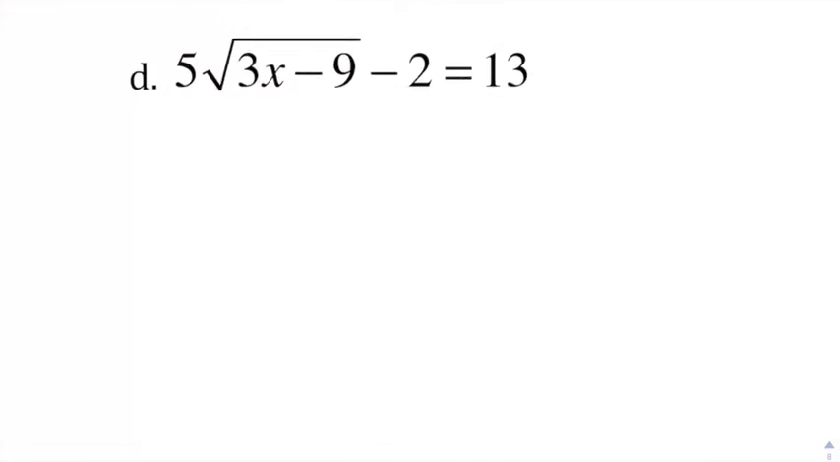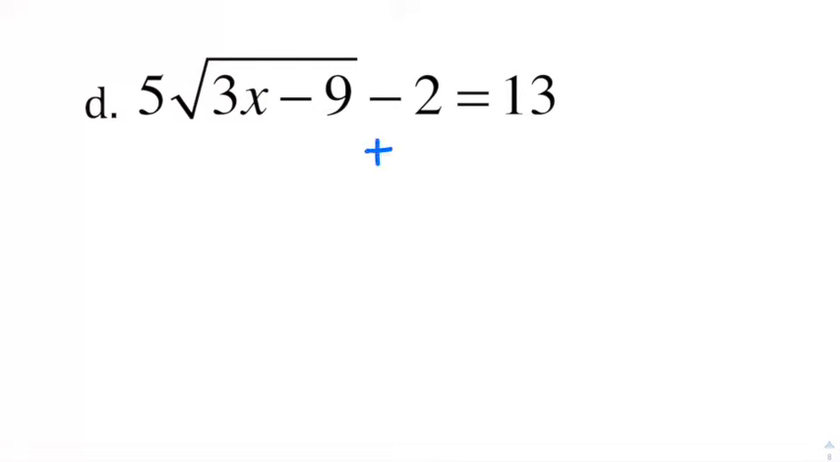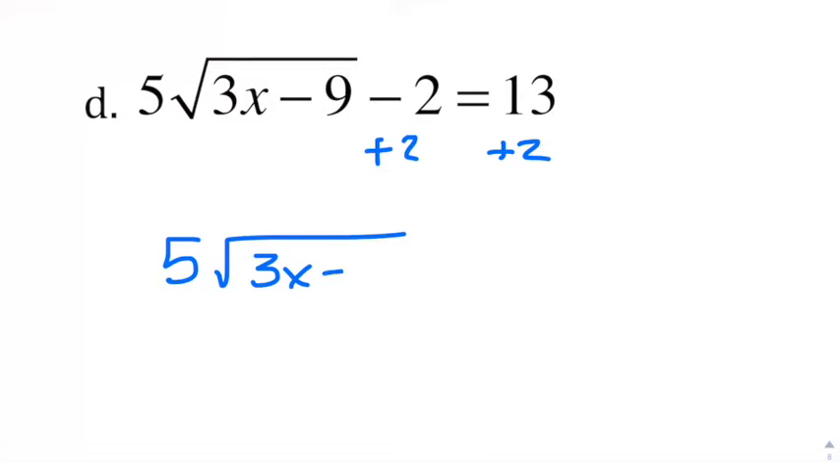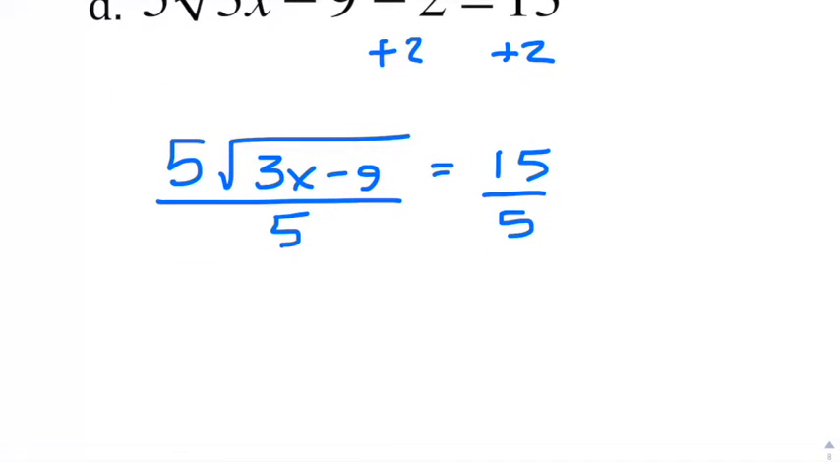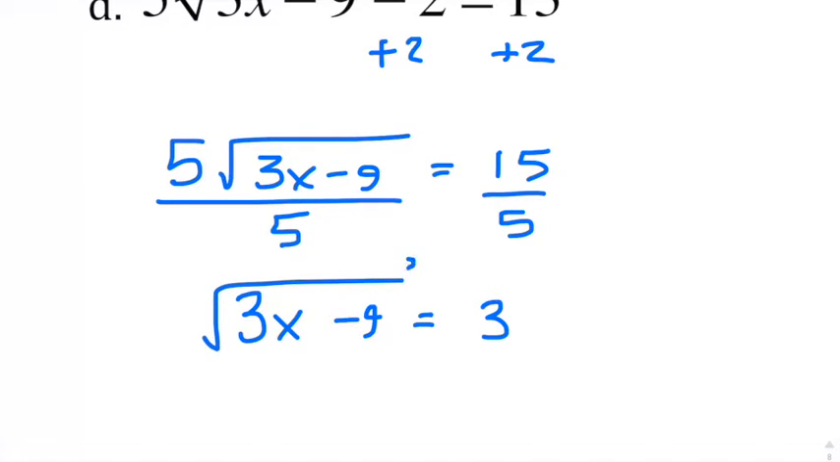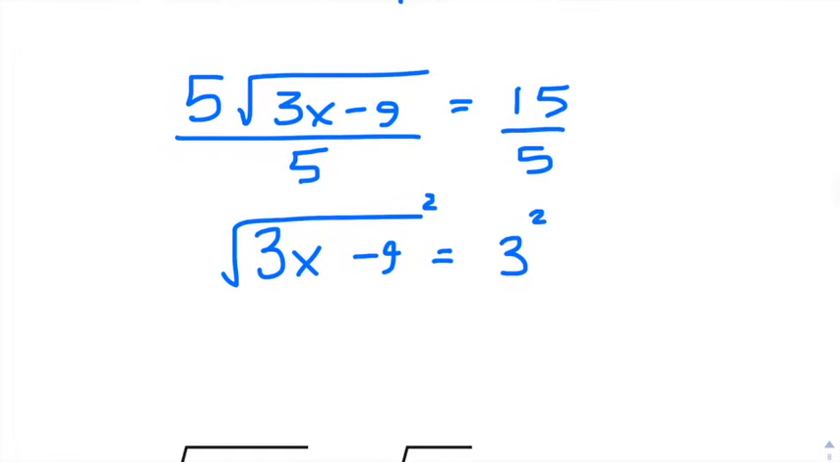All right, with this next one, we need to isolate the radical. So first thing, before we divide by 5, I want you to add 2. We'll write that as 3x minus 9. That'll be 15 right there. Divide both sides by 5. That'll get us the square root of 3x minus 9 equals 3. And now we can square both sides.